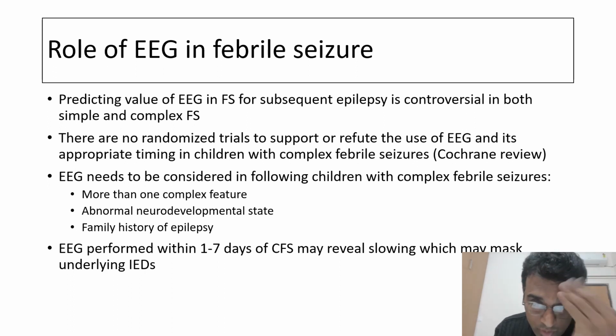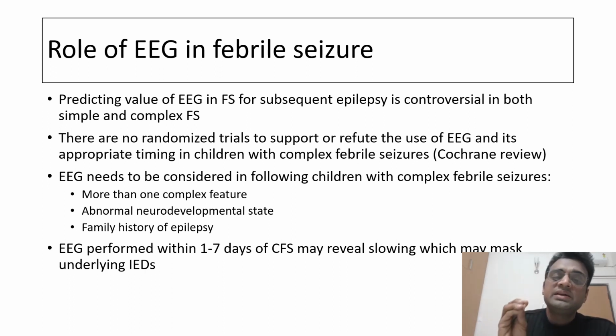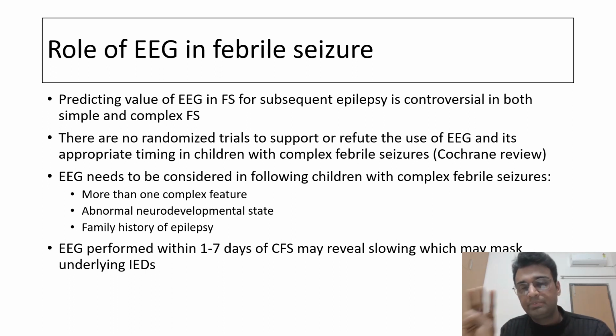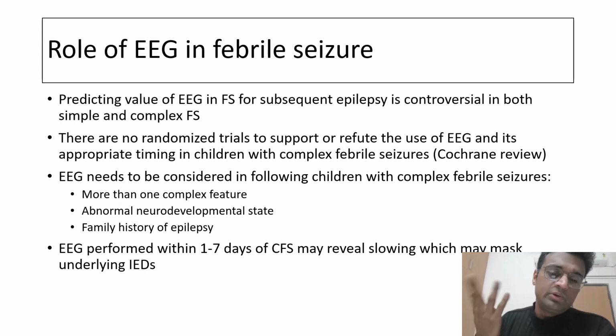My doubt comes only when there is a complex febrile seizure. Generally we see that EEG is done among those with more than one complex feature, or there is a family history of epilepsy, or there are any abnormal developmental problems. That means if there is a developmental delay, family history of epilepsy, more than one complex feature. We discussed three, no? So more than one complex feature, then I know that these are candidates who will probably require EEG.